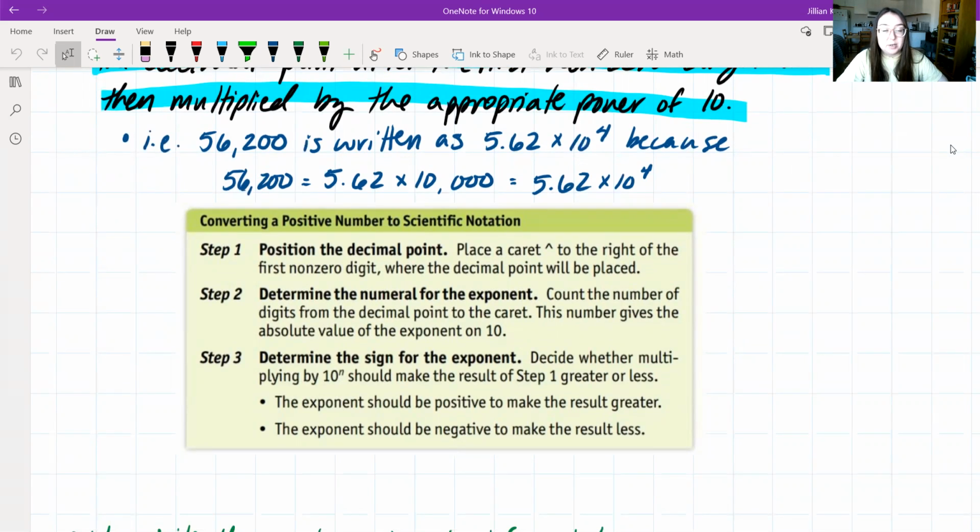So in converting a positive number to scientific notation, step 1, we want to position the decimal point. We place a caret, the little up sign, to the right of the first non-zero digit where the decimal point will be placed. Step 2, we determine the numeral for the exponent. So count the number of digits from the decimal point to the caret. This number gives the absolute value of the exponent of 10. And then step 3, we want to determine the sign for the exponent. Decide whether multiplying by 10 to the power of n should make the result of step 1 greater or less. So the exponent should be positive to make the results greater, and the exponent should be negative to make the results less.